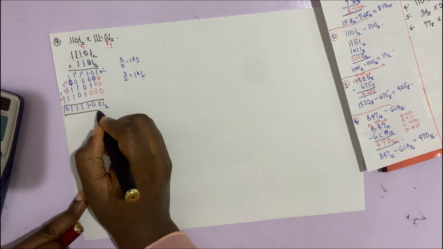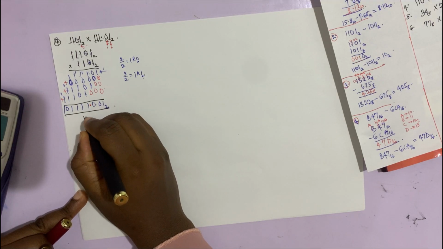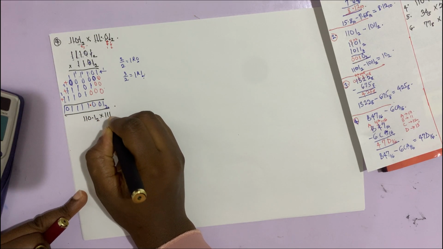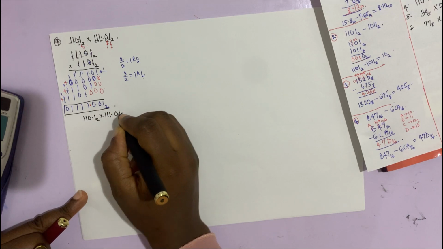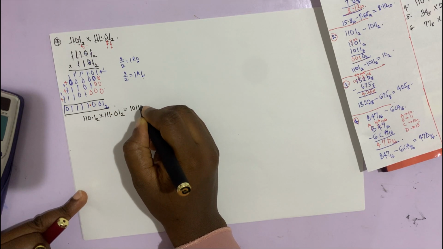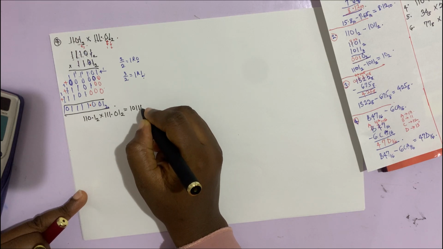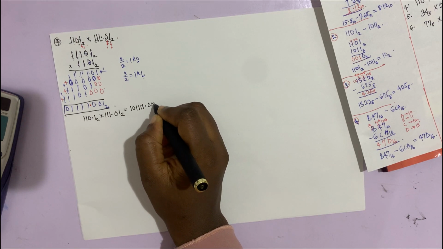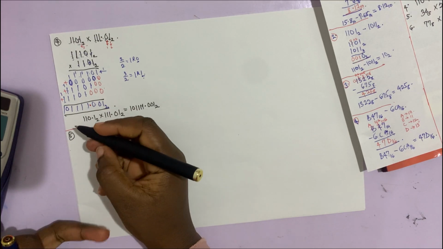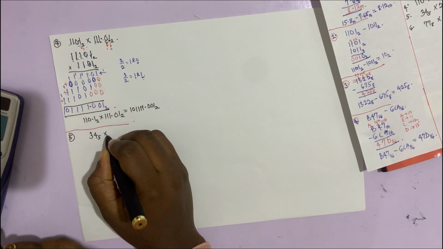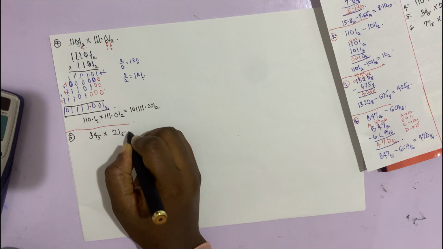Therefore, 110.1 base 2 times 111.01 base 2 would give us 10111.001 base 2. And question 5 says 34 base 5 times 21 base 5.